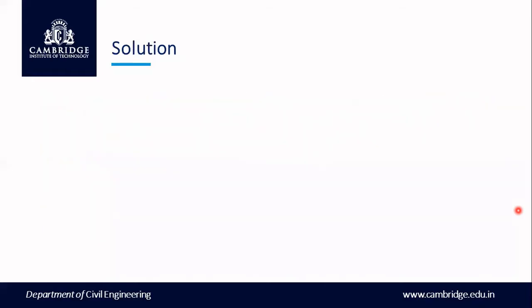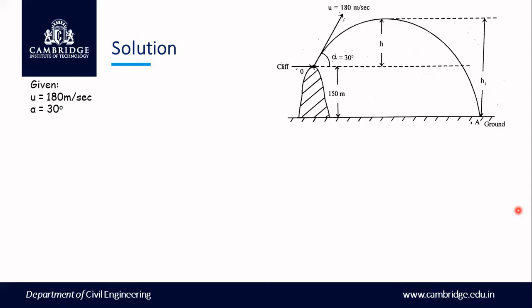On to the solution. Given initial velocity 180 meter per second, and the angle of projection alpha is given as 30 degree. So I can write it this way. Since the projectile is starting from a cliff, the cliff height is given as 150 meter. From here, it's thrown with an initial velocity of 180 meter per second with an angle of 30 degree with respect to the horizontal. It is going to reach a maximum height and then it comes back.